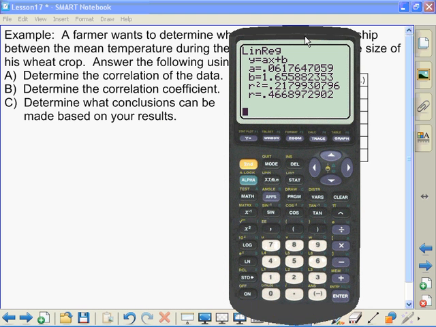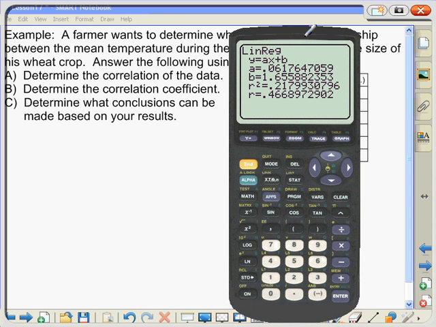If I look at the equation, y equals a, which is my slope, 0.062 x plus my b value, which is 1.66, and my r value, I'm only worried about r, is 0.47. When I look at the analysis here, 0.47 on our scale means that it's in the weak category, or sorry, moderate category. So there is a moderate relationship. It's positive, and that makes sense because when we look at the graph, it had a positive slope.